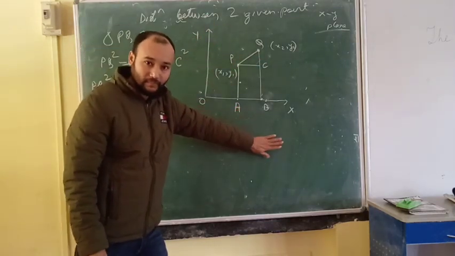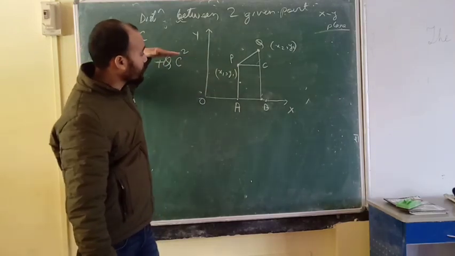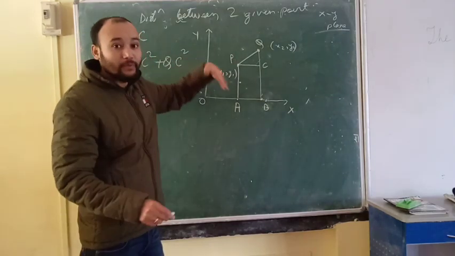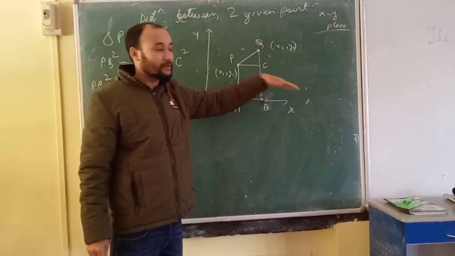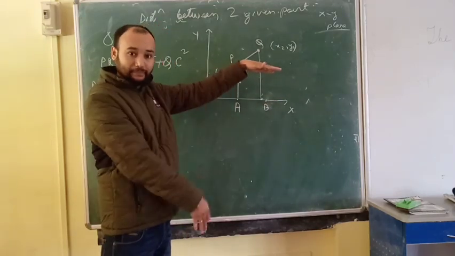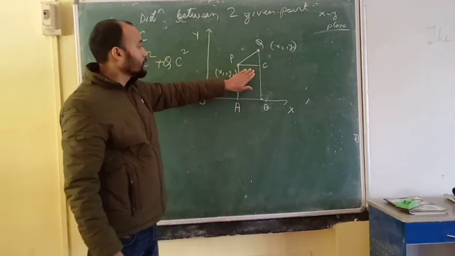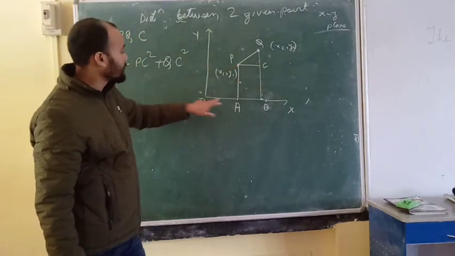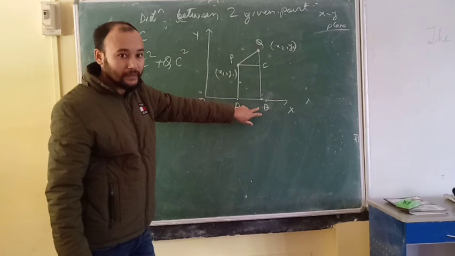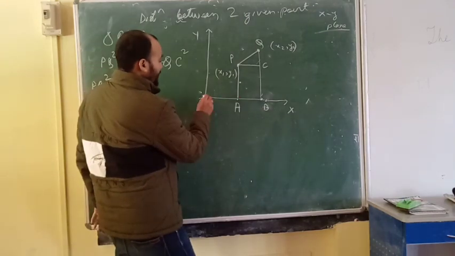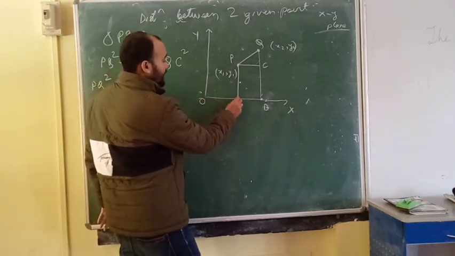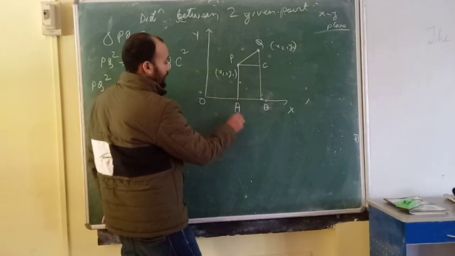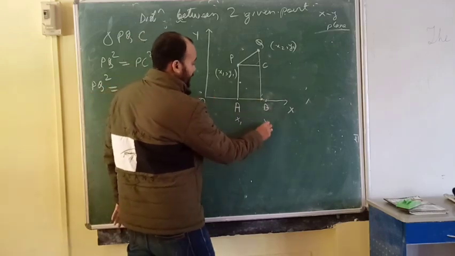Now see, if you go in this way, that means we are traveling along the x-axis, not the y-axis, because y is constant. So this point is P, and PC is AB also. And what is the value of P? If you move from here to here, the value is x1. If you move from here to here, the value is x2.